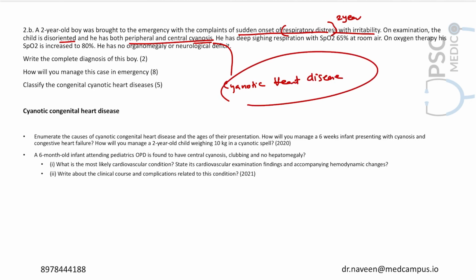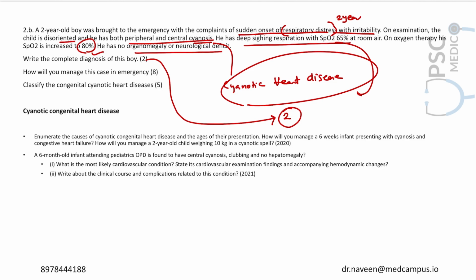It's there in the syllabus. You don't have to worry about that. Even if you want to discuss in detail, the weightage is only 2 marks. So you're lucky in that way. Deep sighing respiration and SpO2 is coming down. Oxygen when you give it is going up. No organomegaly, no neurological deficit.